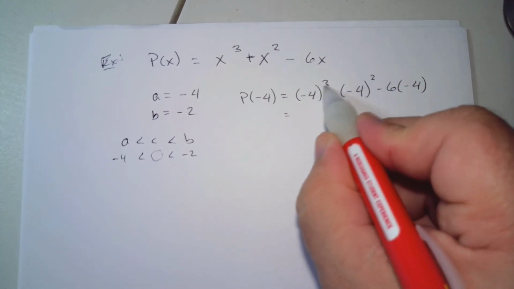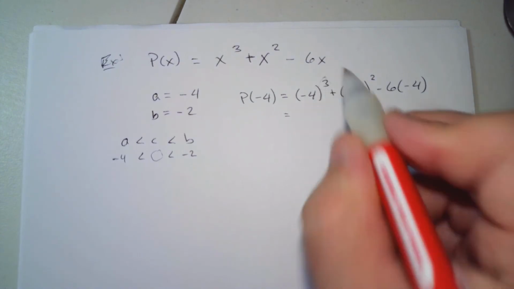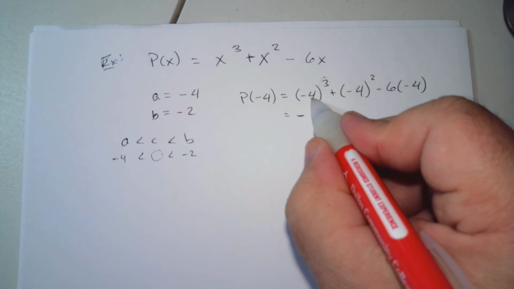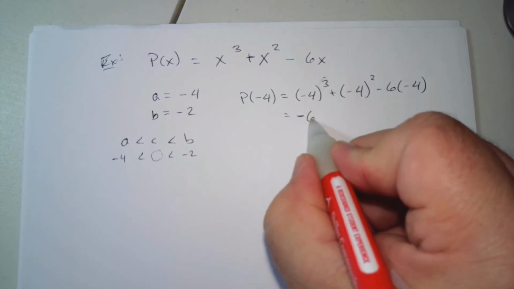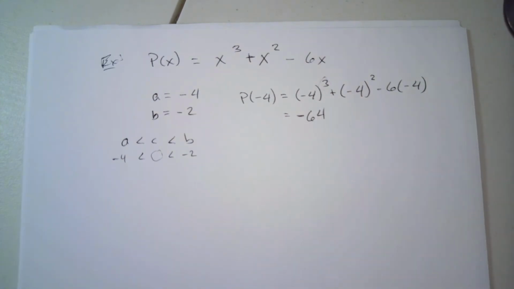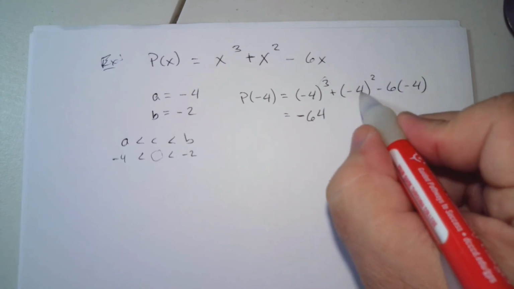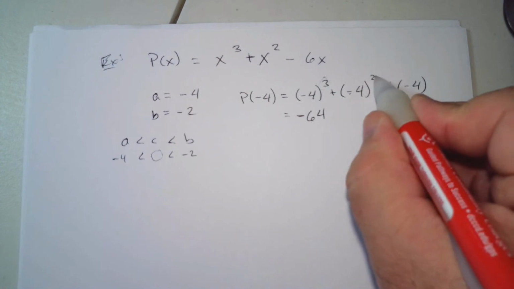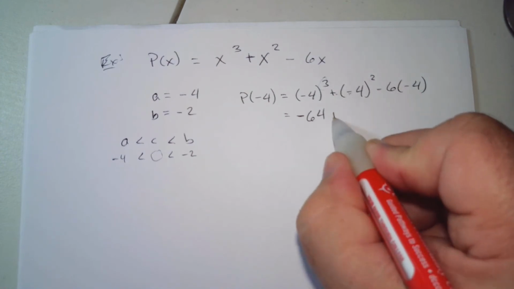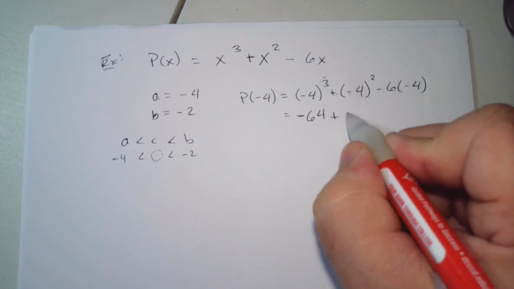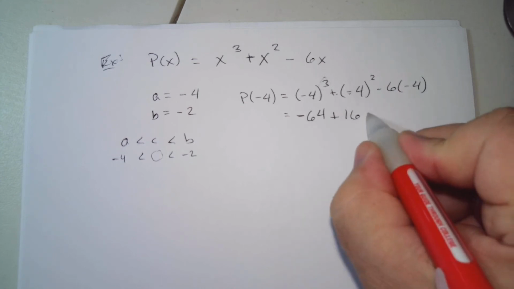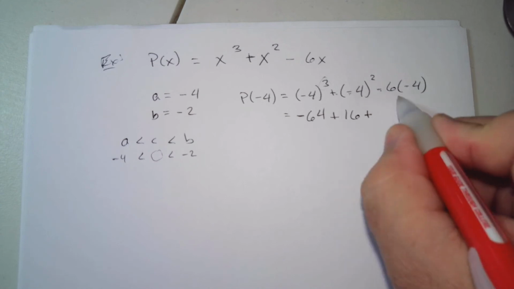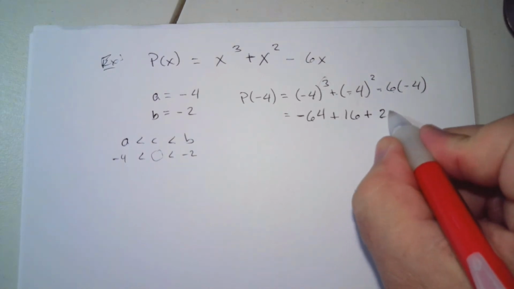Okay, negative 4 cubed. Since there's 3 of them, the answer is going to be negative. 4 times 4 is 16, times 4 is 64. This next one, negative 4 squared. Negative times negative is positive, so the next one's positive. 4 squared is 16. Negative times negative is positive. 6 times 4 is 24.